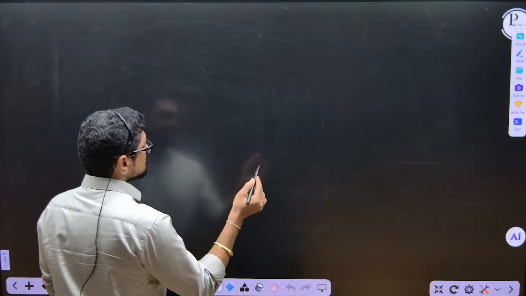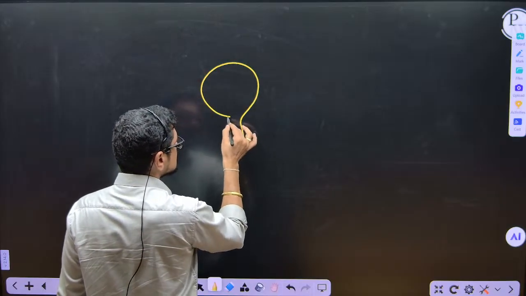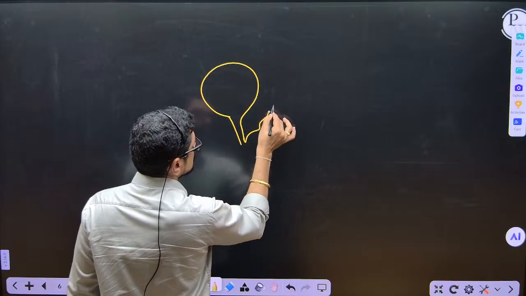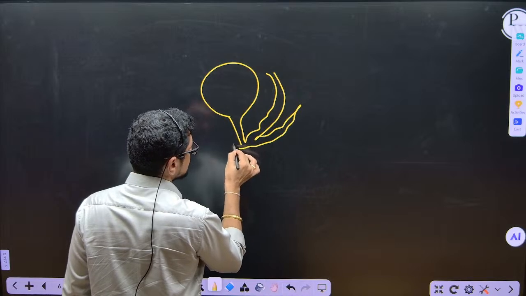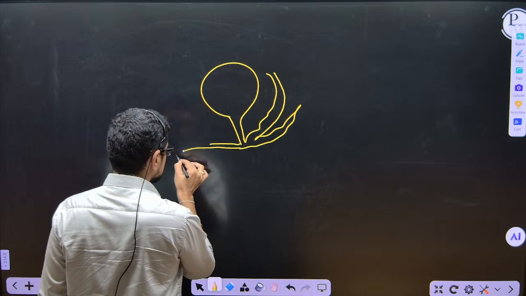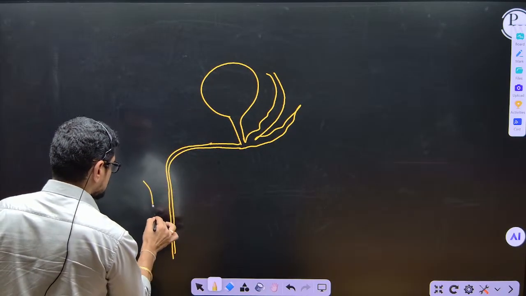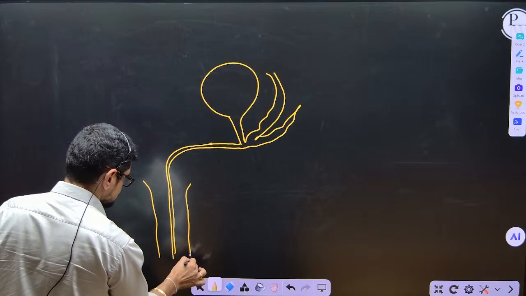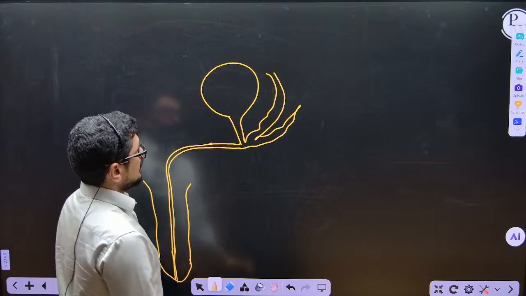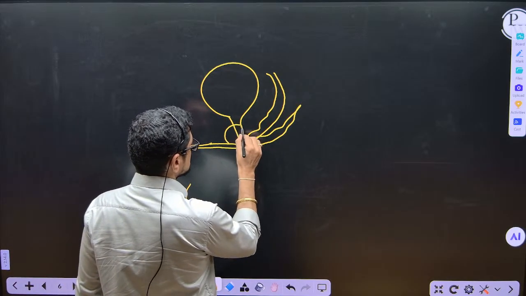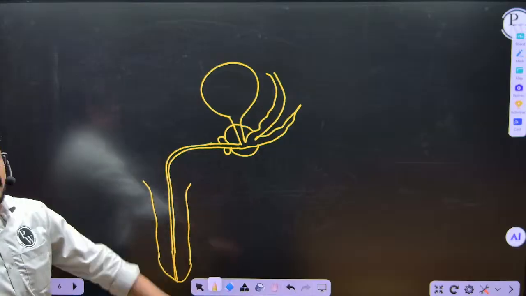See, just for your understanding, once again I am drawing a rough diagram only. Imagine this is the urinary bladder, and this, with the seminal vesicle, combinedly forms the ejaculatory duct. Now it is going like this, into the penis. Here comes the penis. Now see, here comes the prostate gland, and here the bulbar gland.